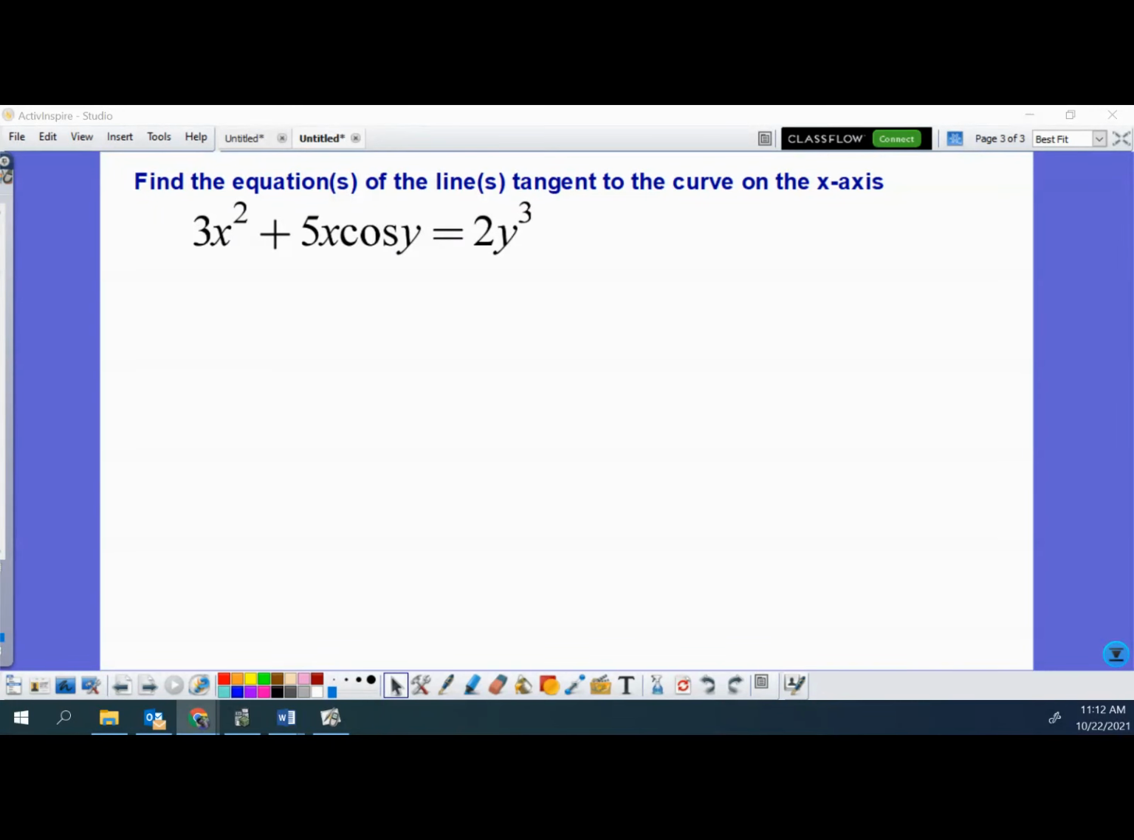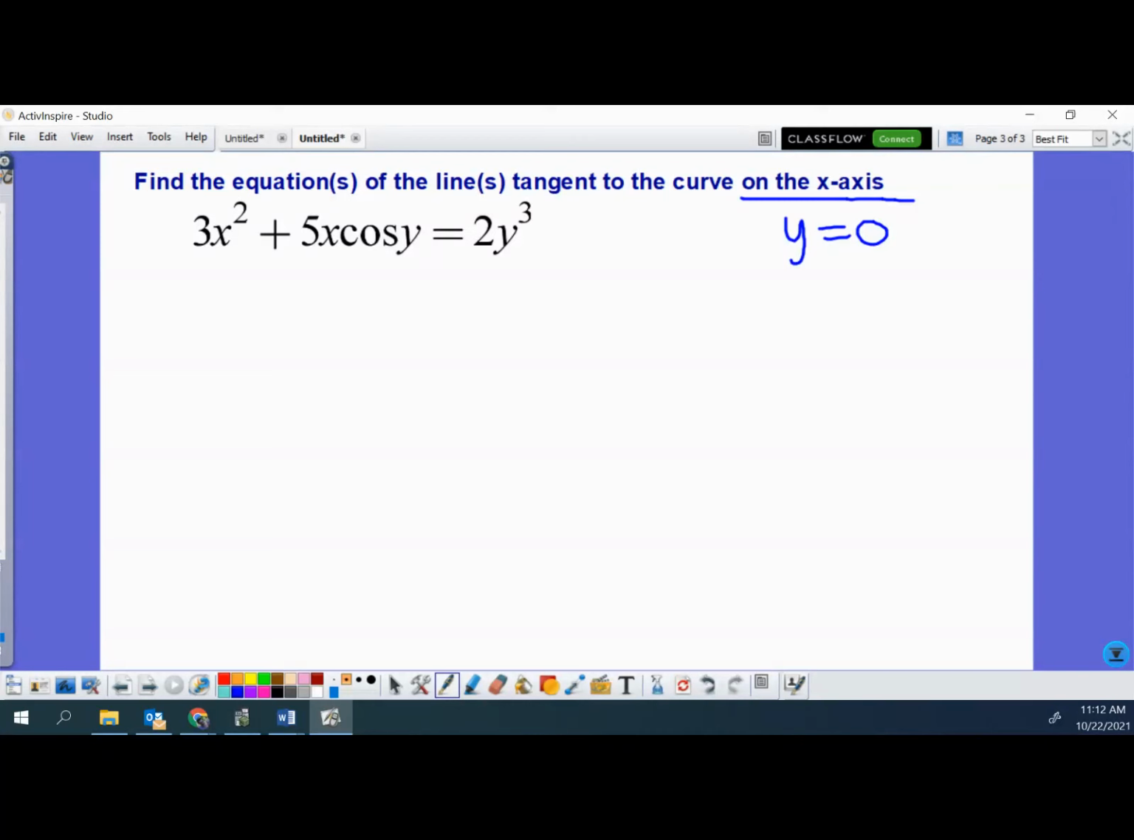All right, so we're going to find the equation or equations of the line or lines tangent to this curve on the x-axis. So if it's on the x-axis, where is that, guys? y equals 0, right? On the x-axis means y equals 0. So first thing we want to do is find any points where that's true.